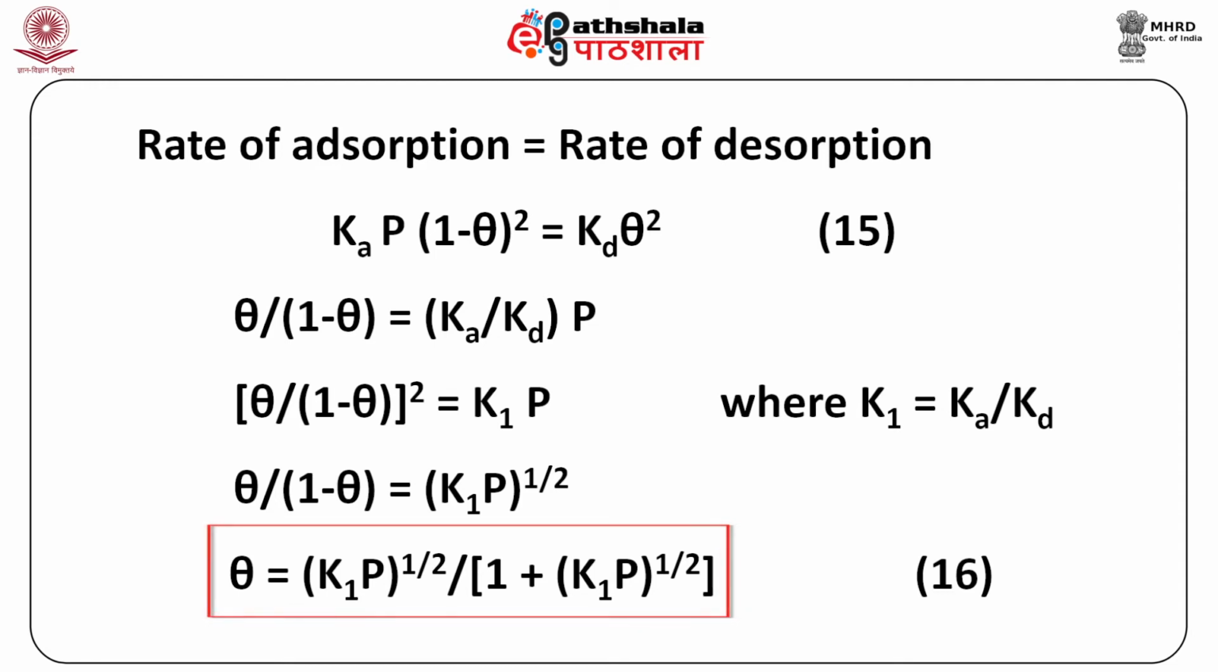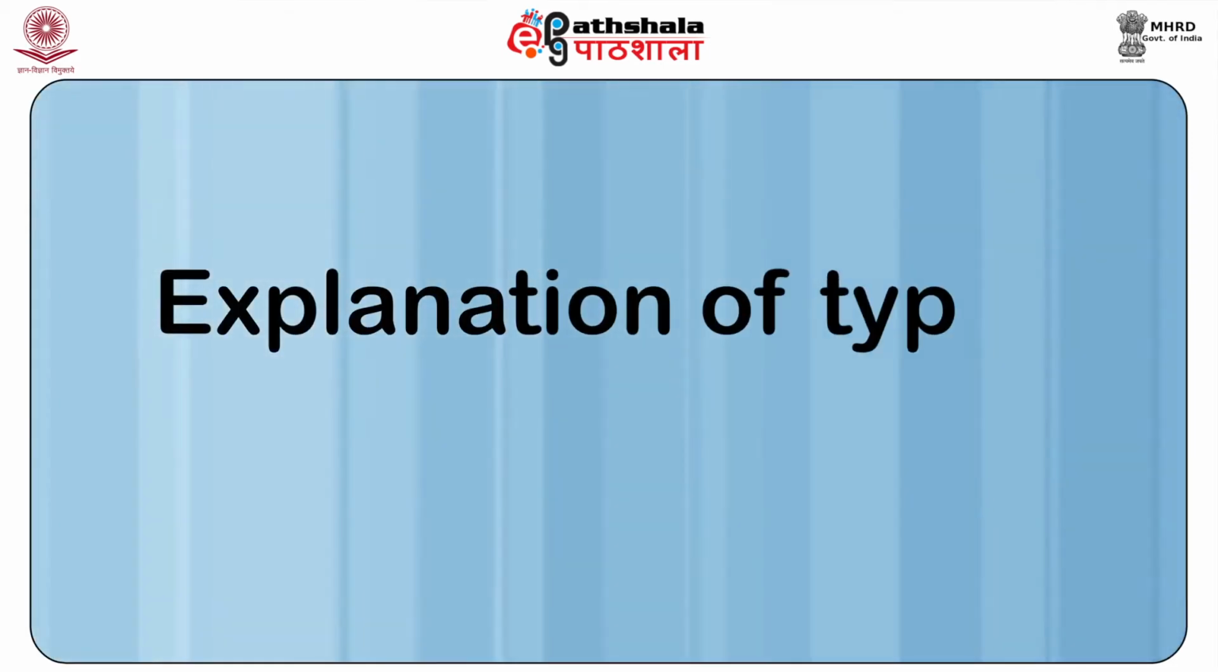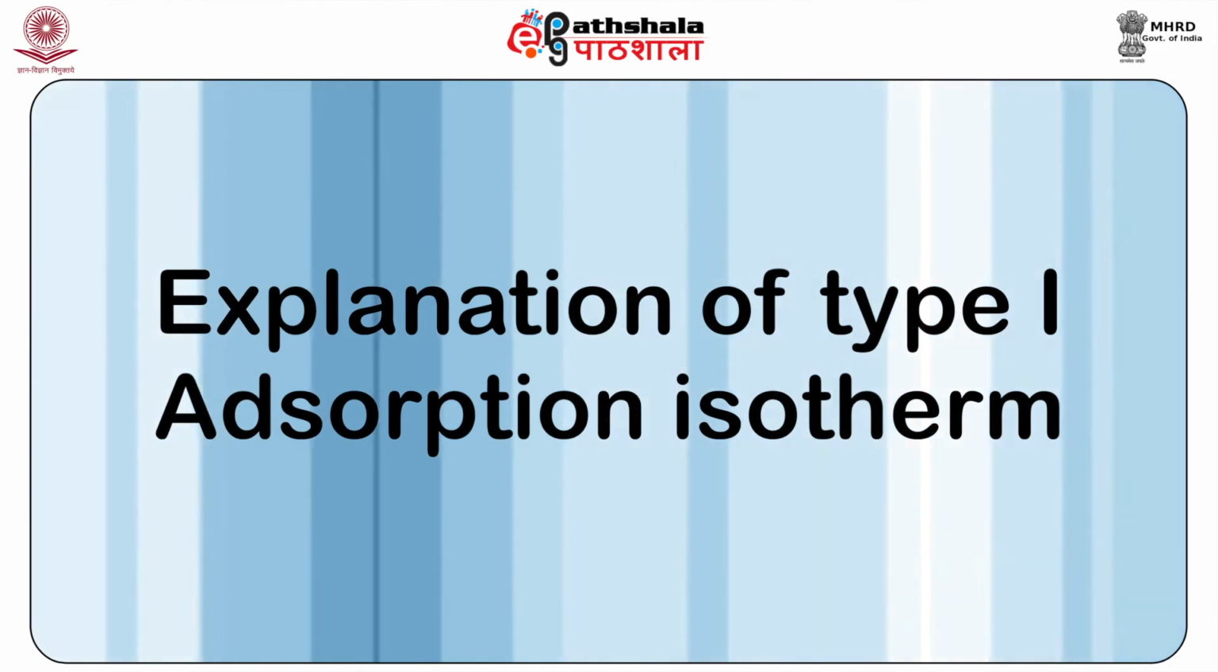as our equation 16. This shows that the fractional coverage of the adsorbent surface depends weakly on pressure as compared to the non-dissociative mechanism. This is depicted in the figure, which shows the Langmuir adsorption isotherms for dissociative mechanisms with different values of K1. Now we shall see the explanation of type 1 adsorption isotherm.